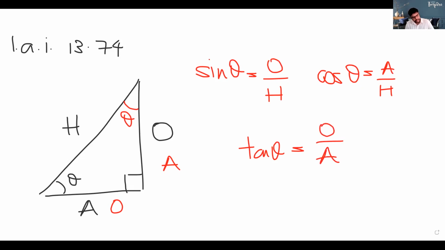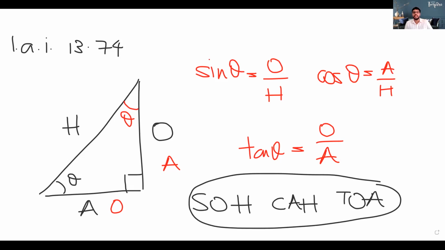There is a nice mnemonic, I think you call it, to remember this. This is SOH, CAH, TOA, right? So you can remember it using this word, SOH CAH TOA. SOH means sine is opposite over hypotenuse, CAH means cos is adjacent over hypotenuse, and TOA is tan is opposite over adjacent. All right. So that's a very rough overview of it, Dua.